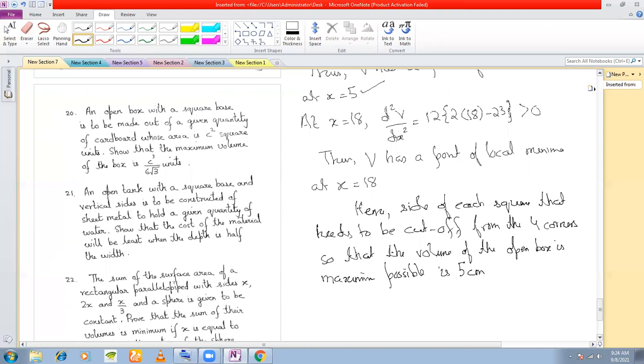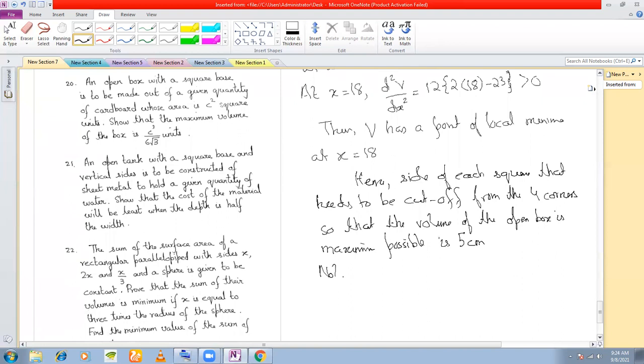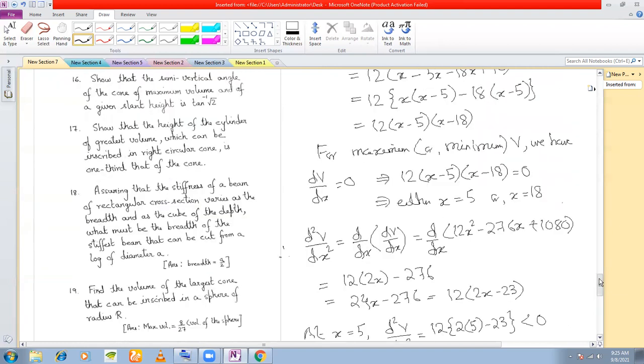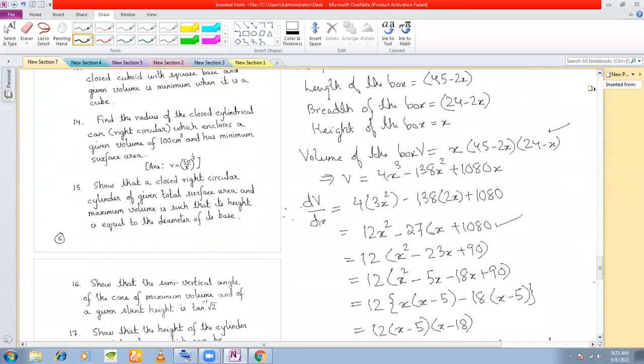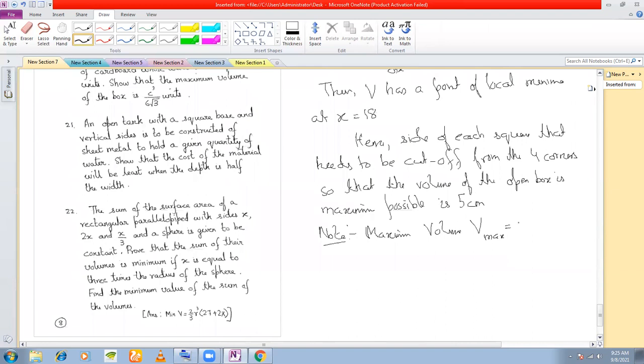So you need to cut off 5 centimeter. Now if they ask you about the maximum volume, what should be the maximum volume? V max. Put x equal to 5 in the expression for V. So you get 5 into (45 minus 2 into 5) into (24 minus 2 into 5). So you get the maximum volume as 2450 centimeter cube. Any question? Otherwise, we can move on to the next problem.